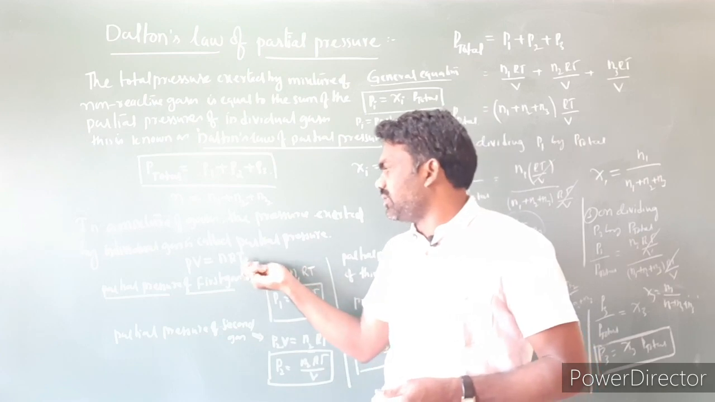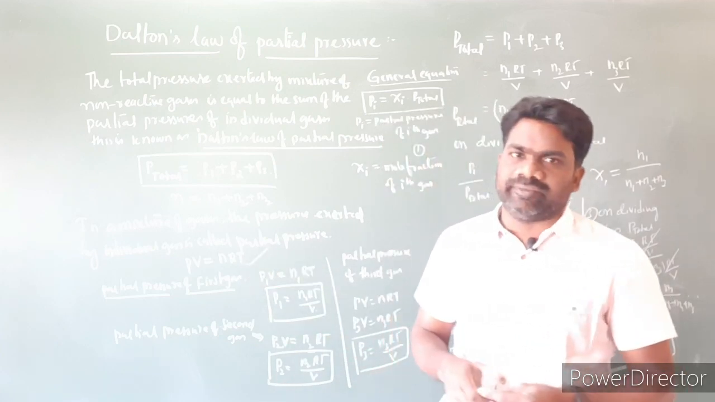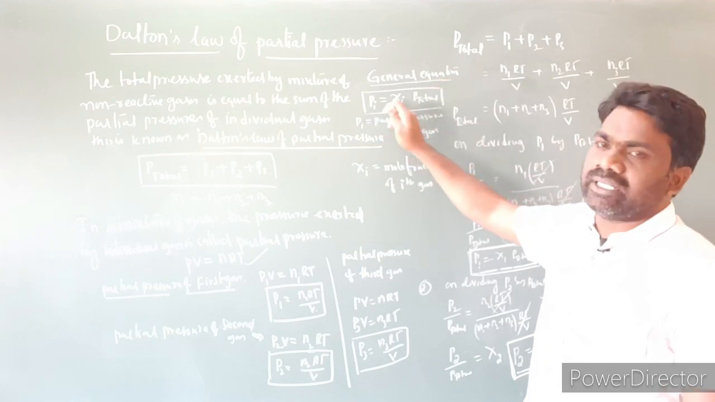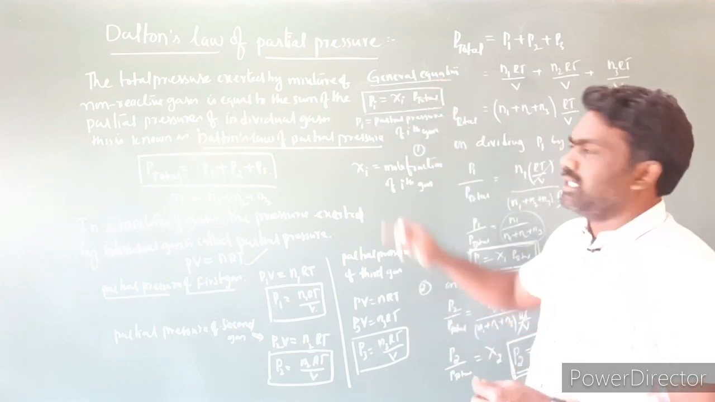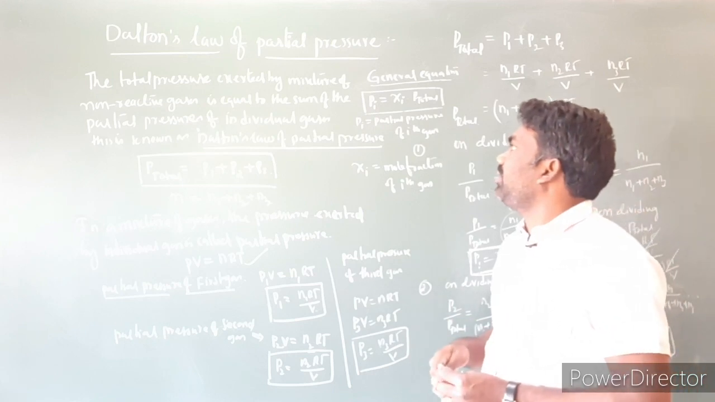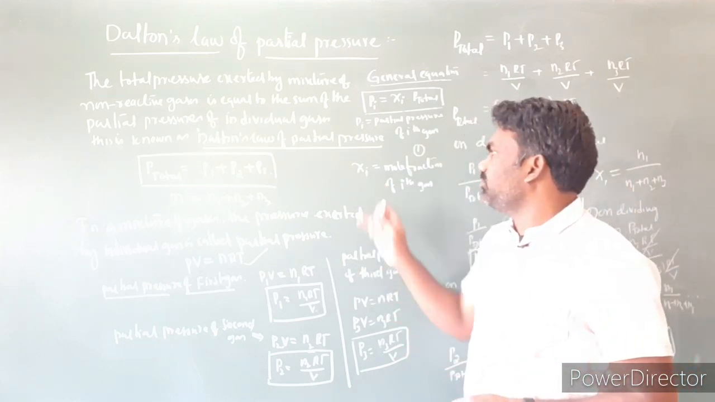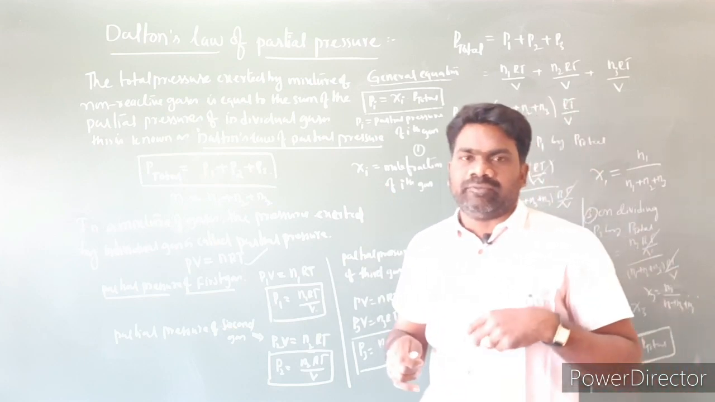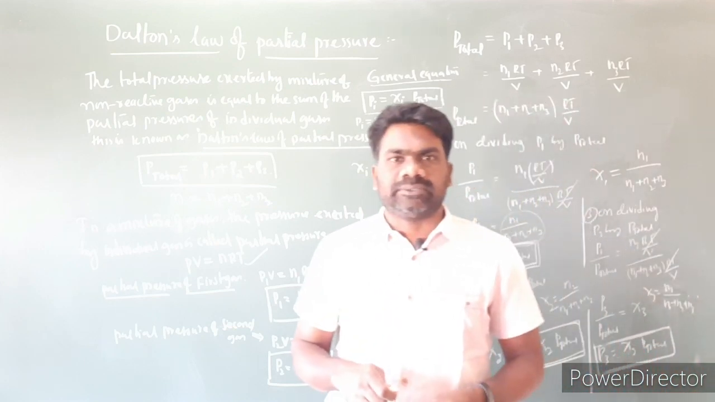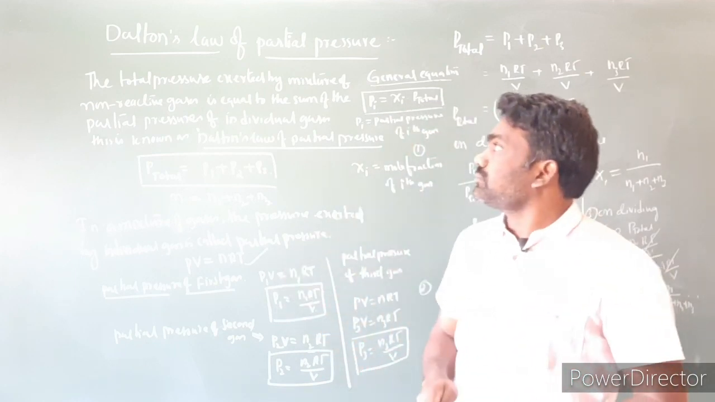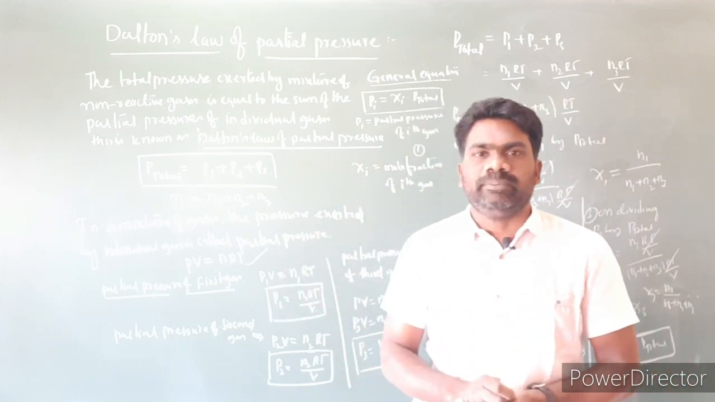So partial pressure of a gas is obtained by using the ideal gas equation. The general equation is Pi is equal to Xi into P total. Here Pi is the partial pressure of the ith gas, that may be the first gas, second gas, third gas, fourth gas and so on. Xi is the mole fraction of the ith gas, that may be the mole fraction of the first gas, or of the second gas, or of the third gas and so on. So this is Dalton's law of partial pressure.